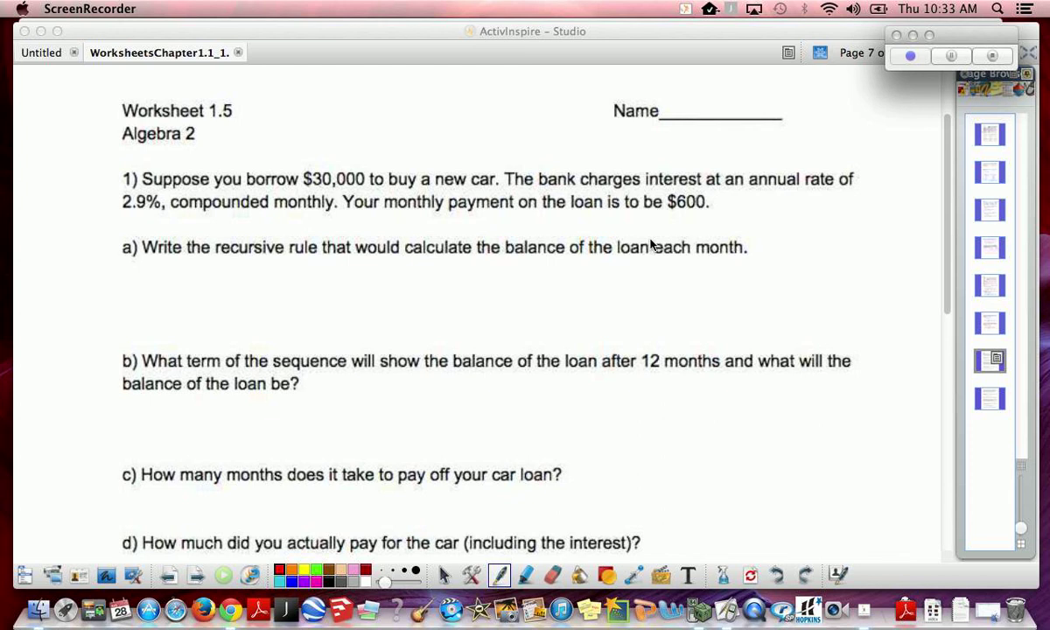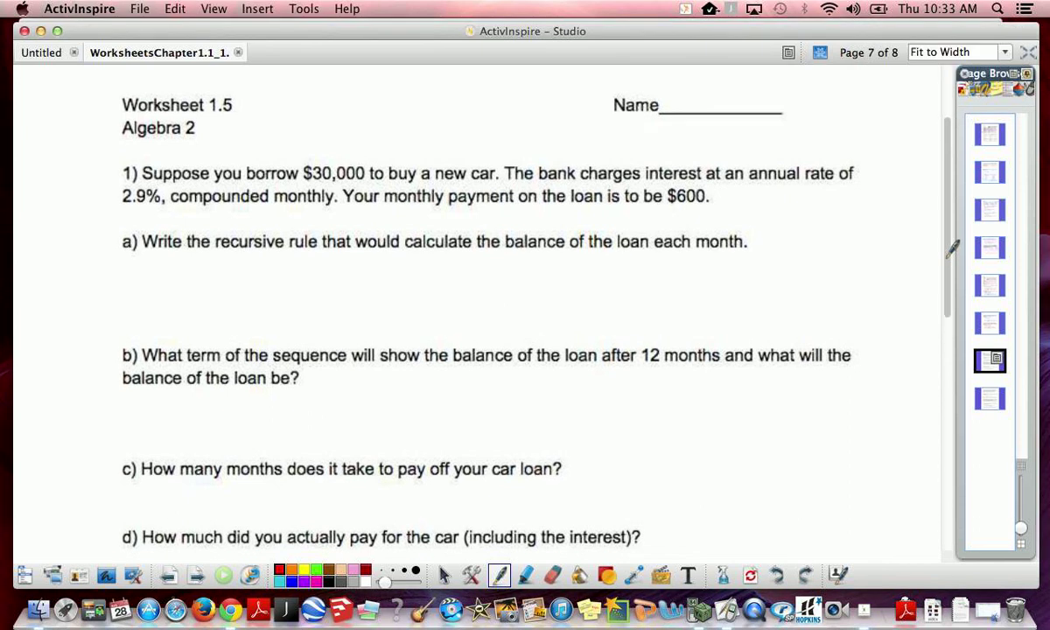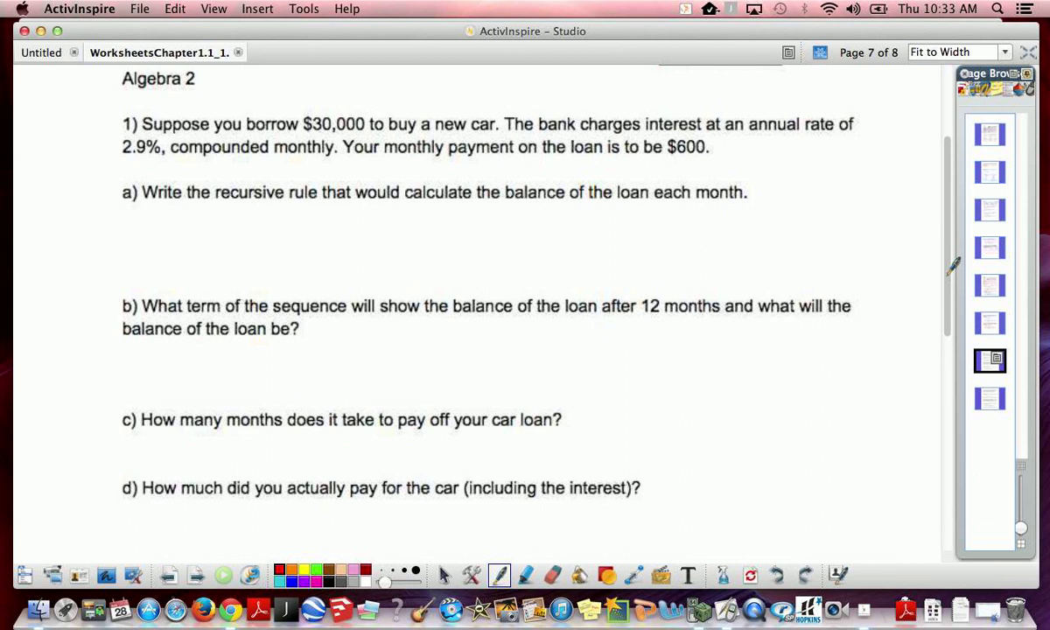So the first thing we need to do is write a recursive rule that's going to calculate out the balance of the loan each and every month, something that we definitely would have to figure out and want to keep track of if we bought a car. So we start with U sub 0. How much did we borrow? We borrowed $30,000. So it's going to start as a $30,000 loan.